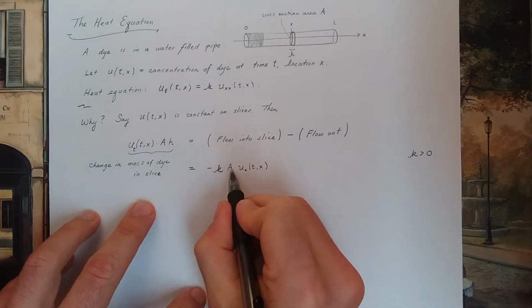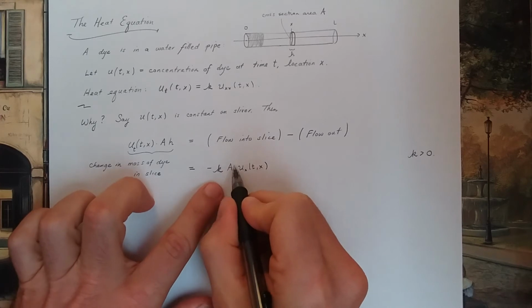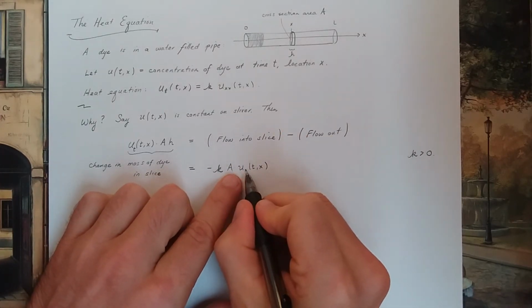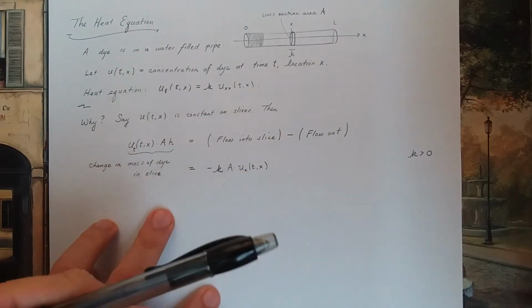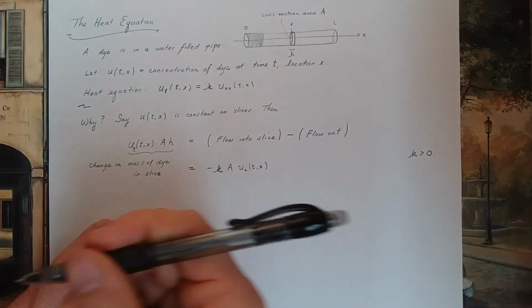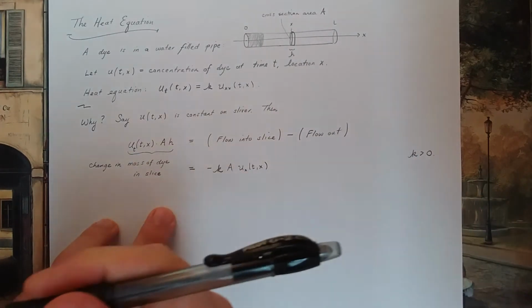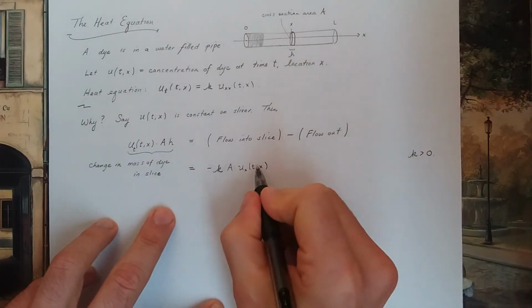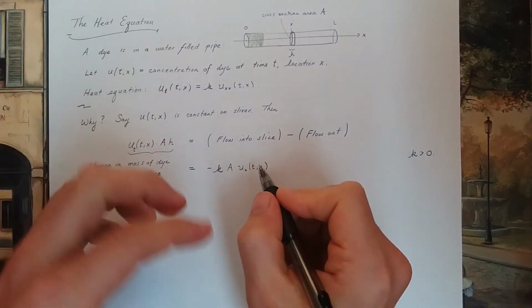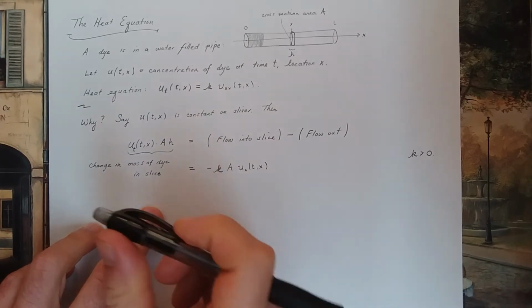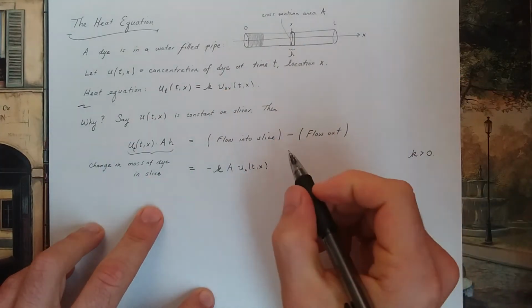You don't necessarily need this area. You could absorb this into the constant K, but I'm writing it explicitly for our next step. And Ux, that's the change in concentration as you move along the x-axis. That's what the derivative tells you. It tells you the change in the amount of your function, the concentration, as you vary x. So this is the flow. It's how much dye is flowing in.